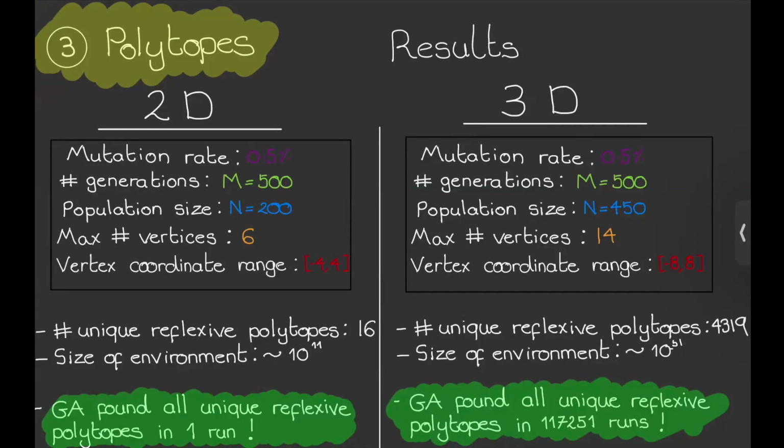But amazingly, even in this difficult situation, the genetic algorithm is still able to generate all of the 4,000 or so unique reflexive polytopes. It did take considerably longer. Now it takes around 100,000 or so runs, but it still managed to find everything.